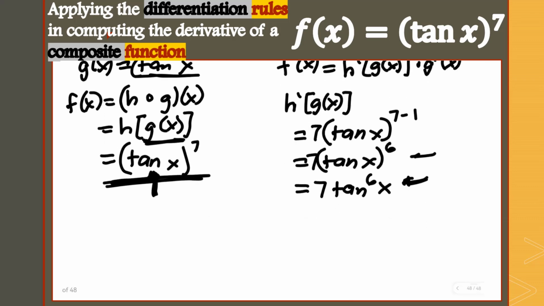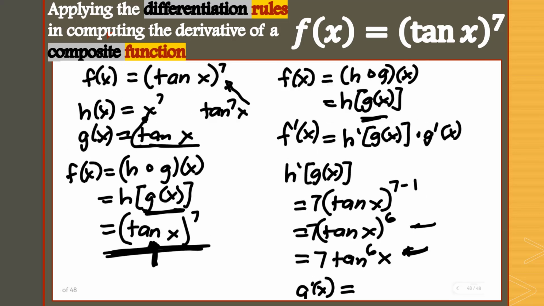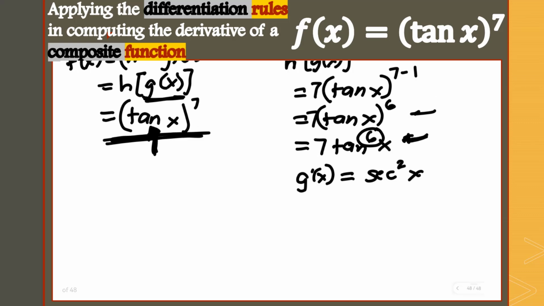Now for our g prime of x, it's simply the derivative of g of x, in this case tangent x, the function inside. And we know that the derivative of tangent x is the square of secant. Take note that I did it like this because the square is on the secant. This is also equivalent to the square of secant x. But basically we write it like that. That is why I am choosing this aside from this. Hopefully that's clear. Now that these two are already done, let's proceed to our final form.